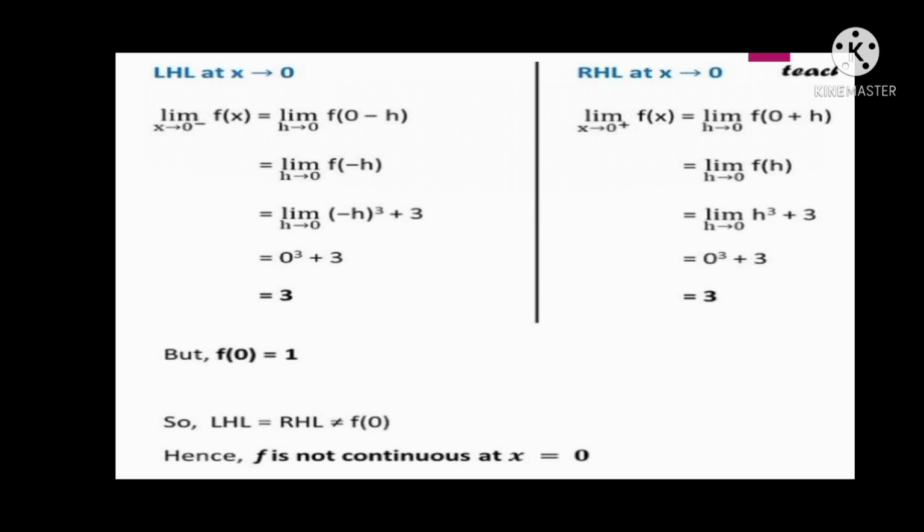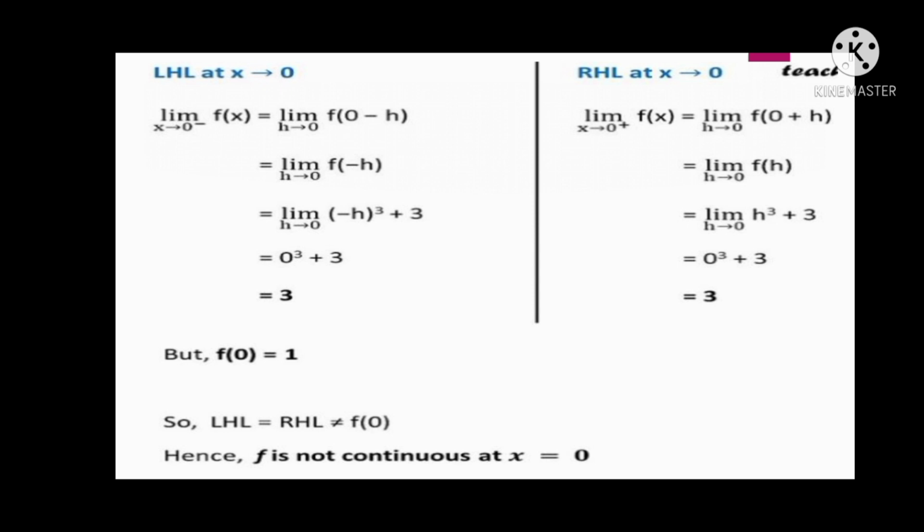The two possibilities should come: left continuity and right continuity we have to find out. Then limit x tends to 0 minus f of x is equal to limit h tends to 0 of f of 0 minus h. In the x place we have to keep 0 minus h. So limit h tends to 0 of f of minus h is limit h tends to 0 of minus h cube plus 3. In this function we substitute minus h, and in the h place we substitute 0.